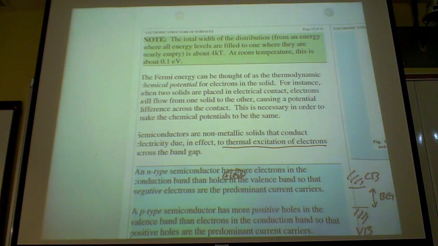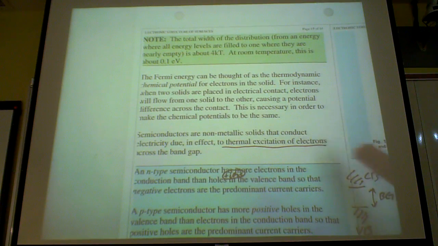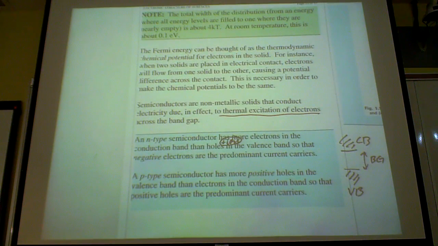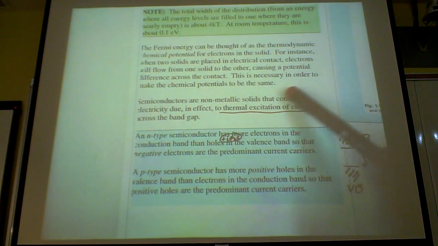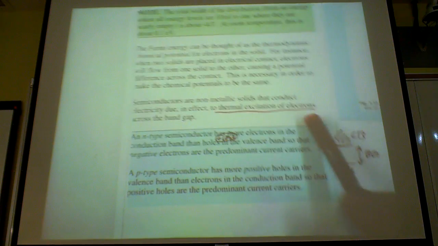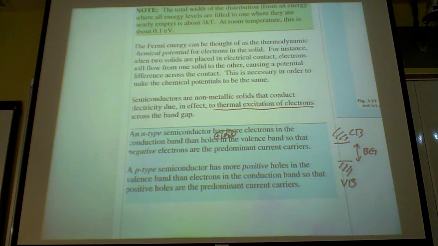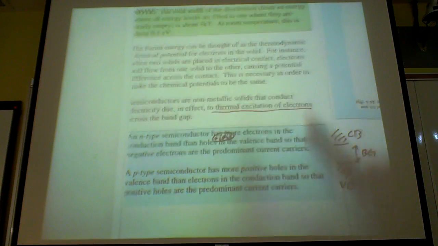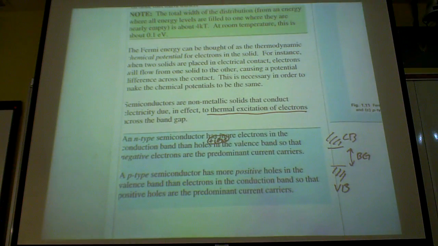Chemistry, for example, in terms of phase transition from one phase to another. Okay? And we have in semiconductor non-metallic material that conduct electricity, and so to do that, you are using the thermal excitation of electrons across the band gap. So in semiconductor, remember the magic number here, 0.1 electron volt.